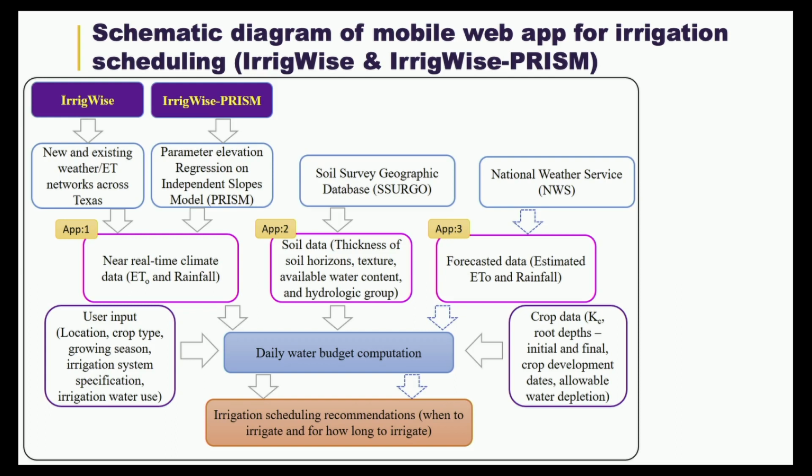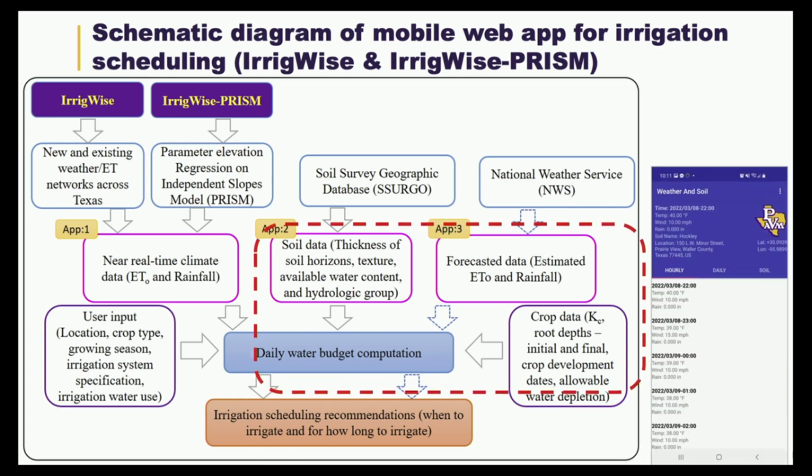From here we get near real-time reference evapotranspiration, rainfall, the soil data, then forecasted estimated reference evapotranspiration and rainfall. Then based on user input, like where the field is, what crop is growing, and what crop they selected, we get crop data, and based on that we calculate the daily water budget within the crop root depth. If the water content is close to the management allowable depletion, we need to irrigate. If it is above that, we don't need to irrigate. Based on that calculation, we can see whether we need to irrigate or not, and if we need to, how much we need to irrigate.